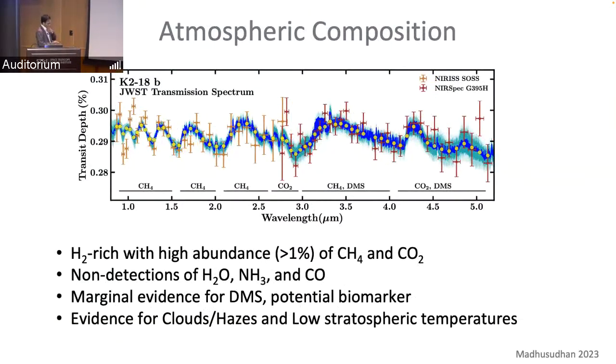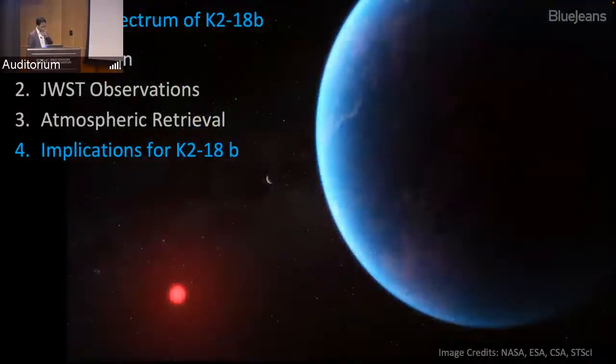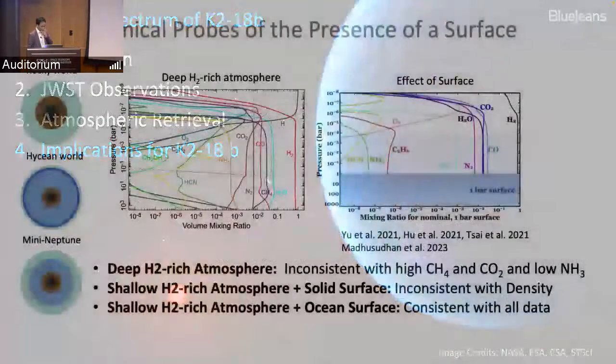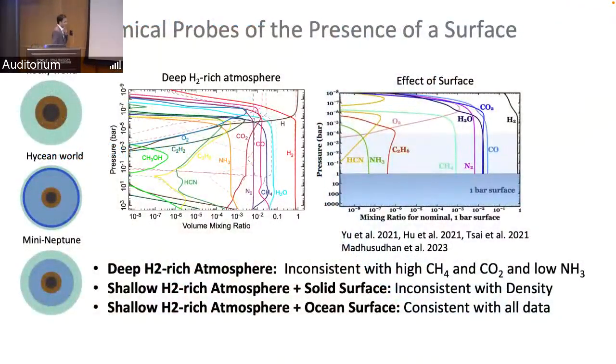Okay, so that is the summary of the atmospheric composition. It is a hydrogen-rich atmosphere with a lot of methane and CO2, non-detections of various important molecules, water, methane, ammonia, carbon monoxide, and so on, and marginal evidence of a potential biomarker, but the jury is out on that. And then there is evidence for clouds and so on that are also important. Now, let me tell you what this abundance, what this composition actually means.